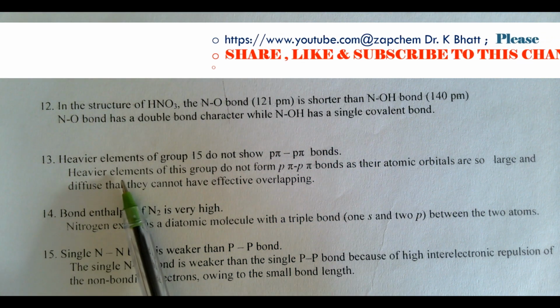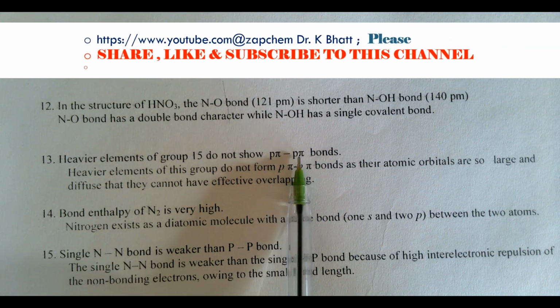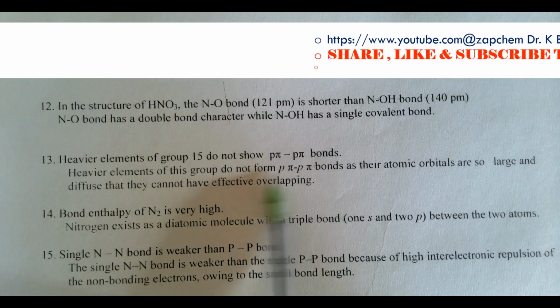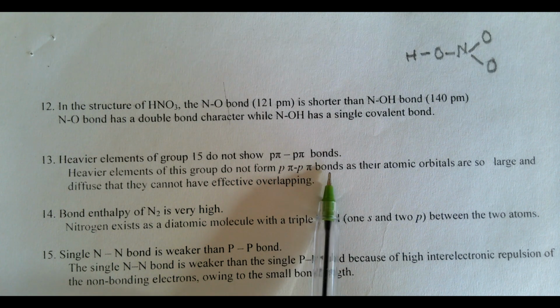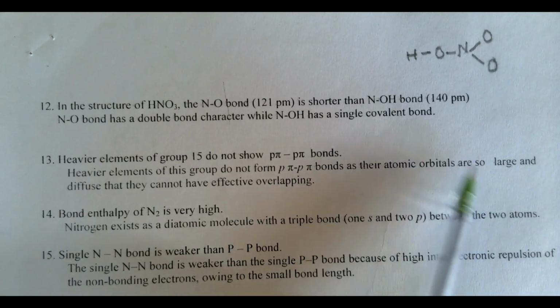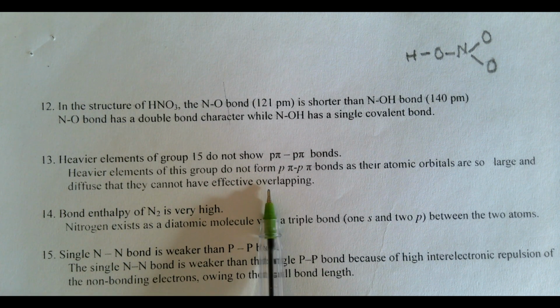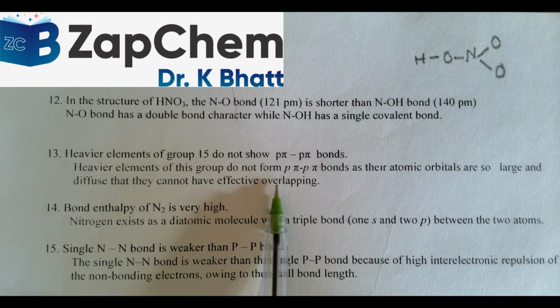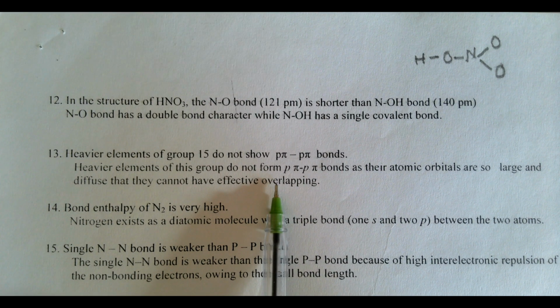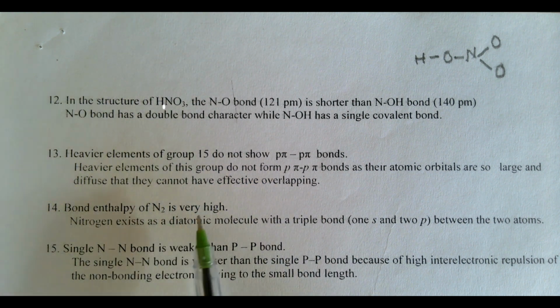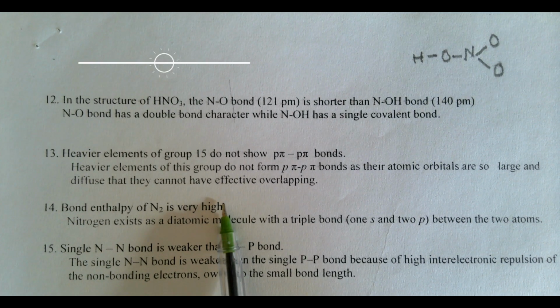Next question. Heavier elements of group 15 do not show p-pi bond. The reason is heavier elements of this group do not form p-pi bonds as their atomic orbitals are so large and diffused that they cannot have effective overlapping. For bond formation, we know overlapping is most important. It is because of the overlapping of the orbitals which results in the bond formation. And since the effective overlapping is not there, heavier elements fail to form p-pi bond.